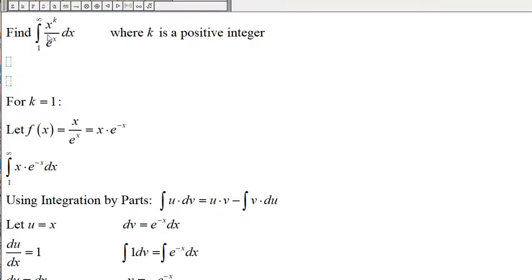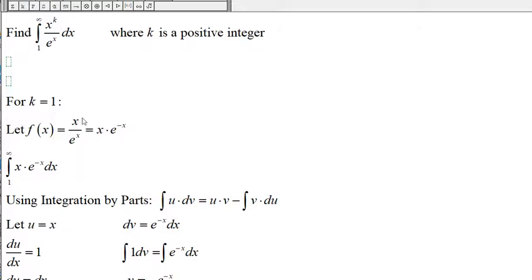Here we want to find the integral of x to the k divided by e to the x, where k is a positive integer. And so we want to find this improper integral. And so first, let's do the case where k is 1.